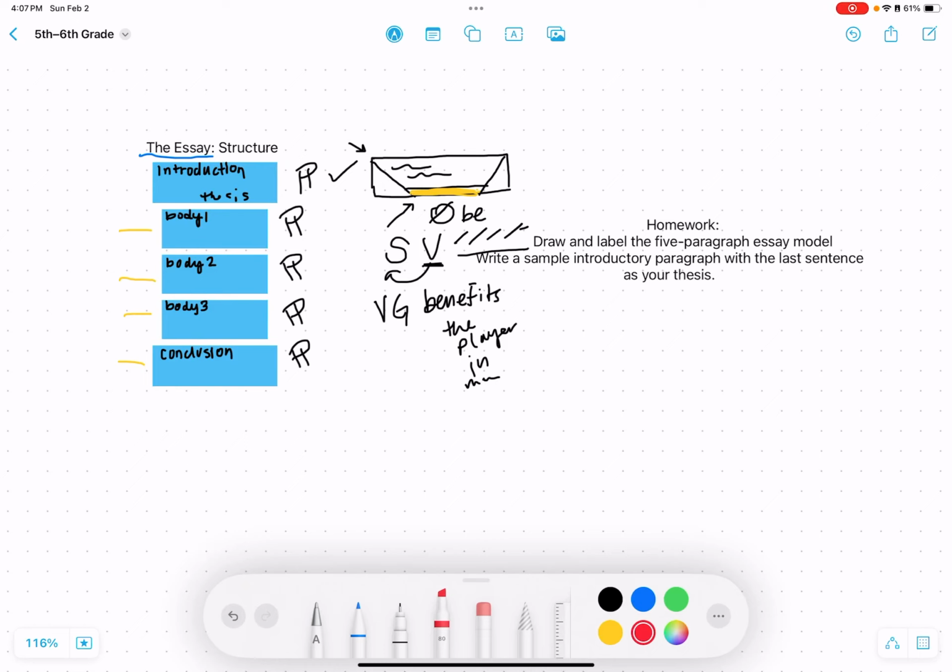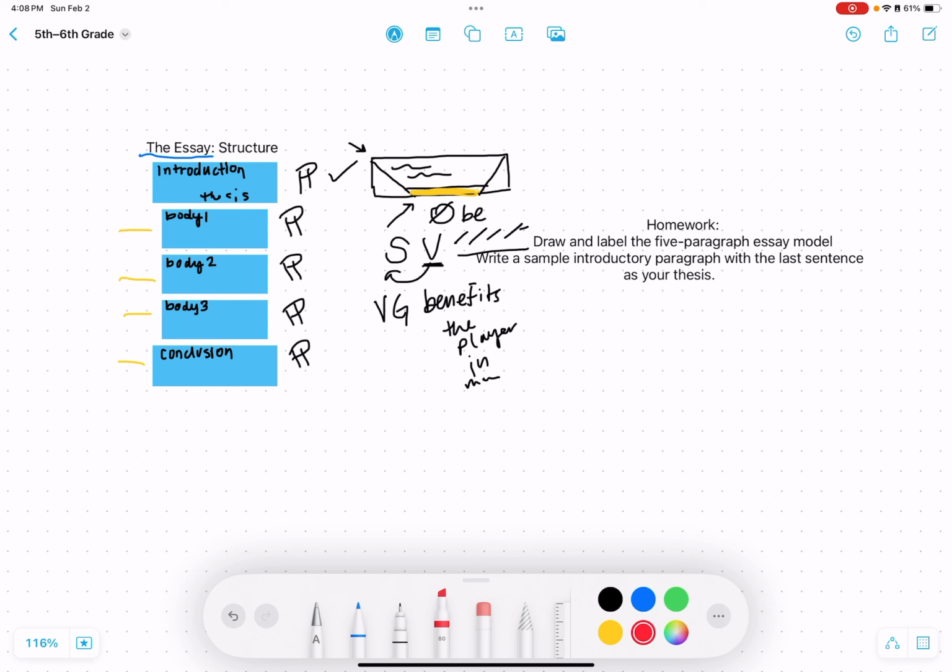We're going to start off where we left off last week, and we're going to do a quick review, and then I'm going to show you the difference between an essay and a paragraph, but we're also going to talk about the similarities. There is some crossover, some things that are the same.